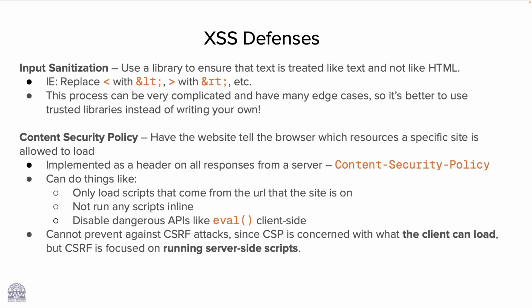Now if I do my attack again, even though it sees it's a script, it says, yes, this is a script, but it came from a parameter. It doesn't come from this page, so I'm not going to execute it. This doesn't work for CSRF because CSRF triggers a whole other vulnerability, since CSP deals with what the client is able to load, not what the server can run. Do these make sense?